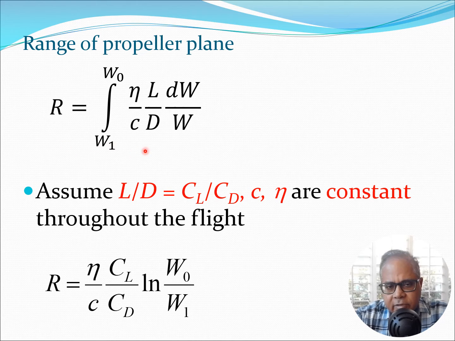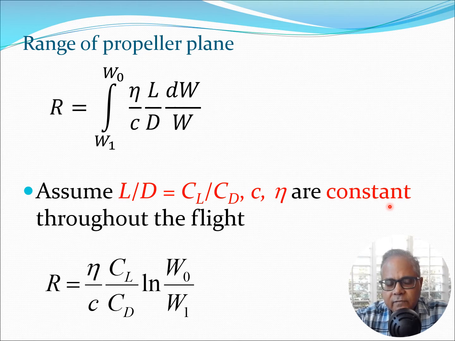So we write the expression for range once again, and now you clearly know from calculus that this is something we can integrate, provided we take out some of these remaining terms outside the integral sign, because we need to essentially just focus on the dW by W term. So now we are going to assume that L by D or CL by CD, c and eta are all constant throughout the flight. And so this is quite a legitimate approximation which we are making. Of course, there may be some variation in these, but generally it's not very much.